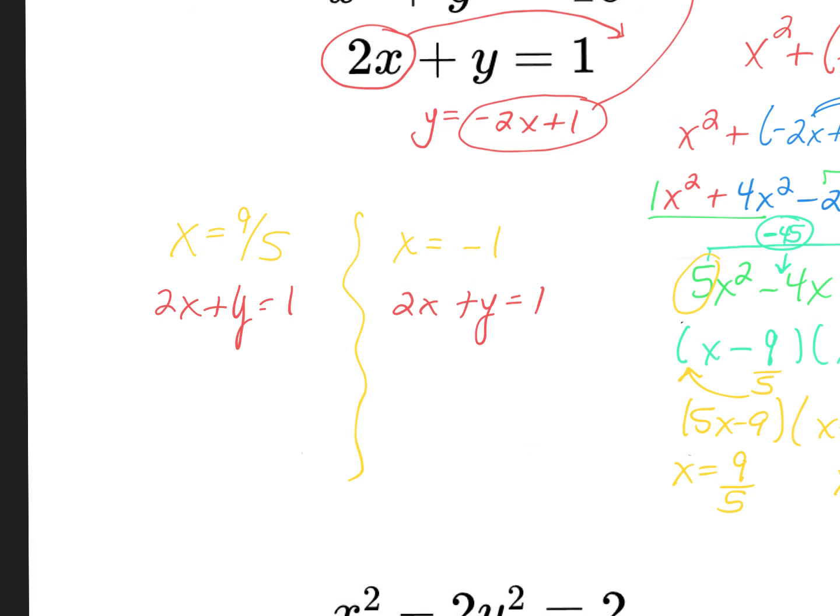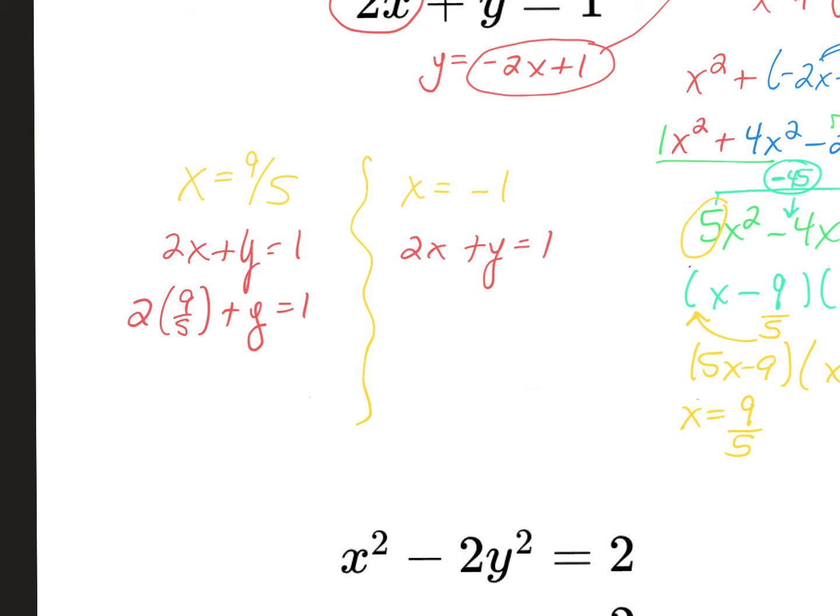So in this case, we have 2 times 9 over 5 plus y equals 1. Can't do anything but multiply the numerators here, so I have 18/5 plus y equals, what's another way I could write the whole number 1, but as a fraction that has a denominator of 5?